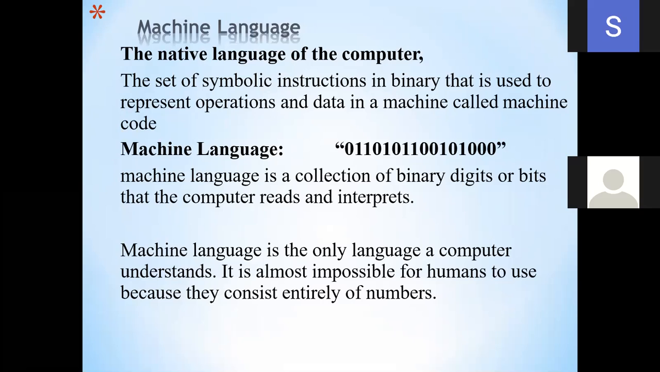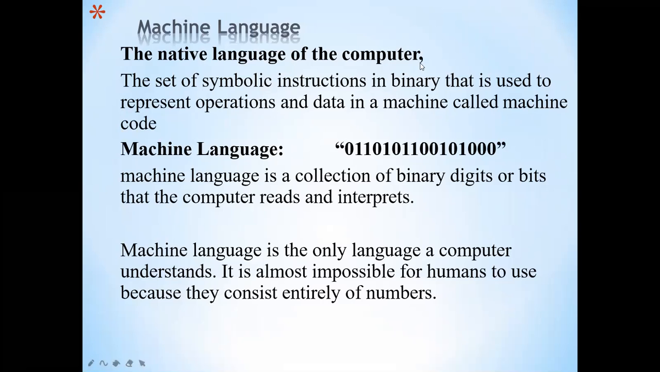Machine language is the native language of the computer. The set of symbolic instructions in binary that is used to represent operations and data in a machine is called machine code. These are examples of it. We already have done it in the class as well. This is just a review of these types of languages.